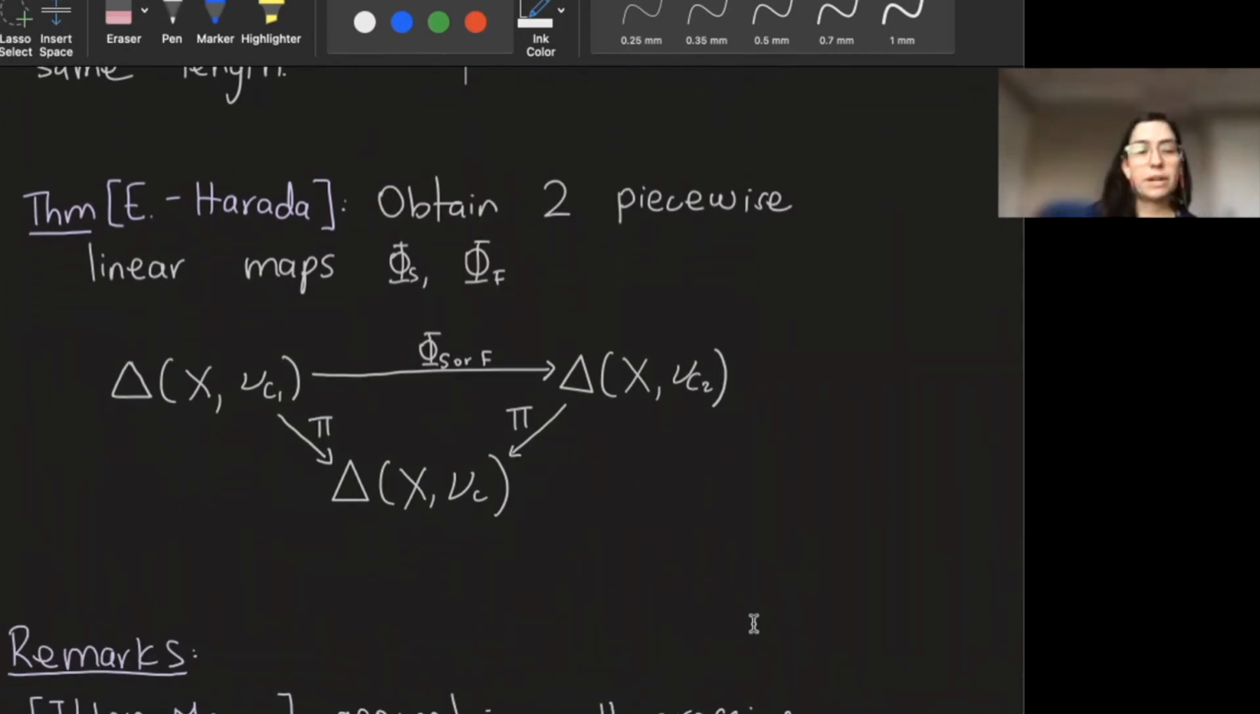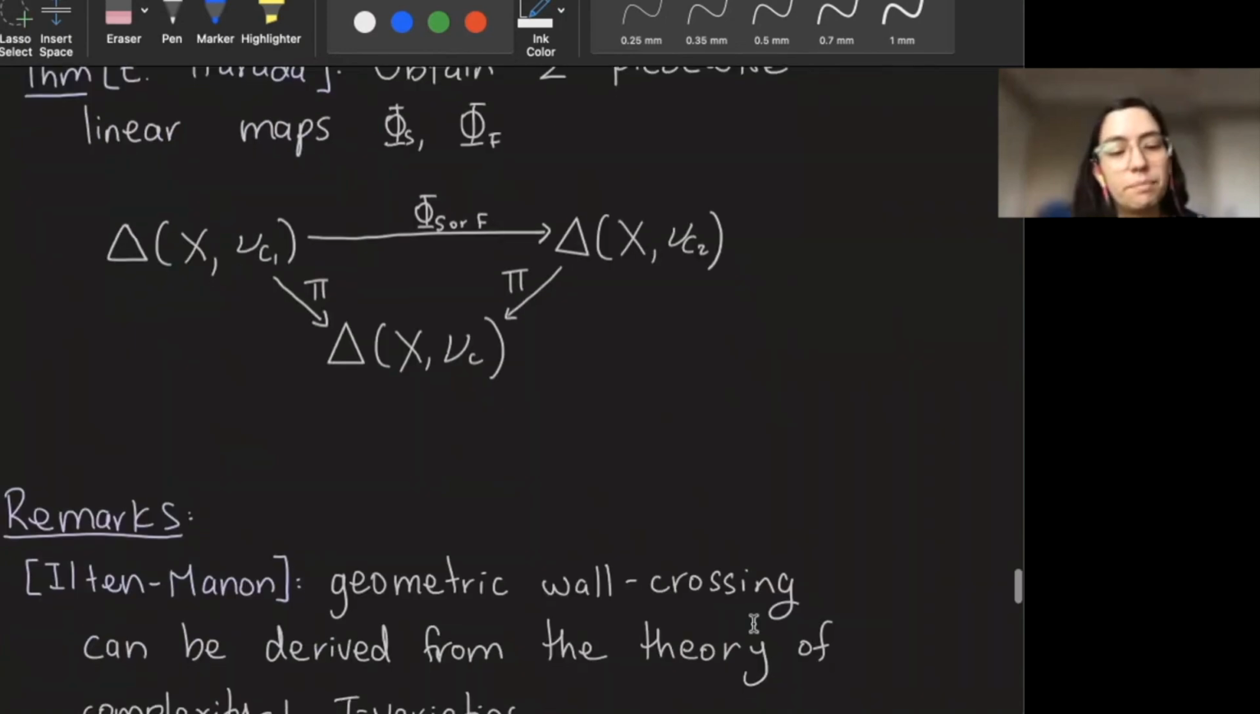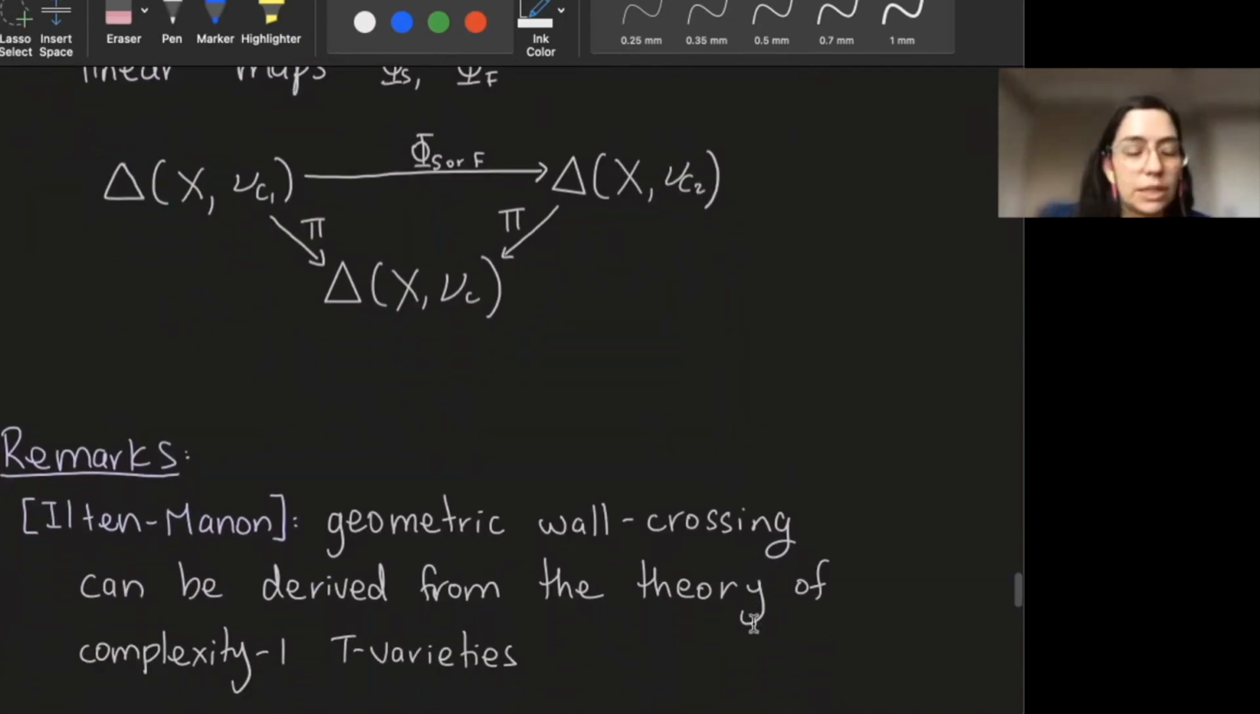Some remarks about our theorem. This project started at the Fields program on combinatorial algebraic geometry, I think it was 2017. We were talking about a lot of things, and Nathan Ilten and Grassmannian were working on complexity one T-varieties.